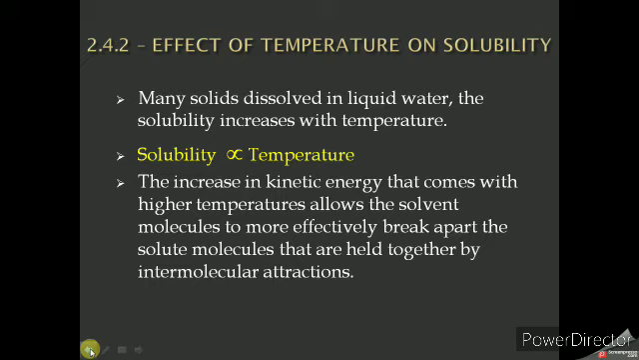So there is an increase in kinetic energy that comes with higher temperature. Means if we increase the temperature, kinetic energy of the system increases, and it allows the solvent molecules to more effectively break apart the solid molecules that are held together by intermolecular attraction. We already discussed solute-solvent, solvent-solvent, and solute-solute types of interaction. Due to increase in temperature, those interactions are broken.